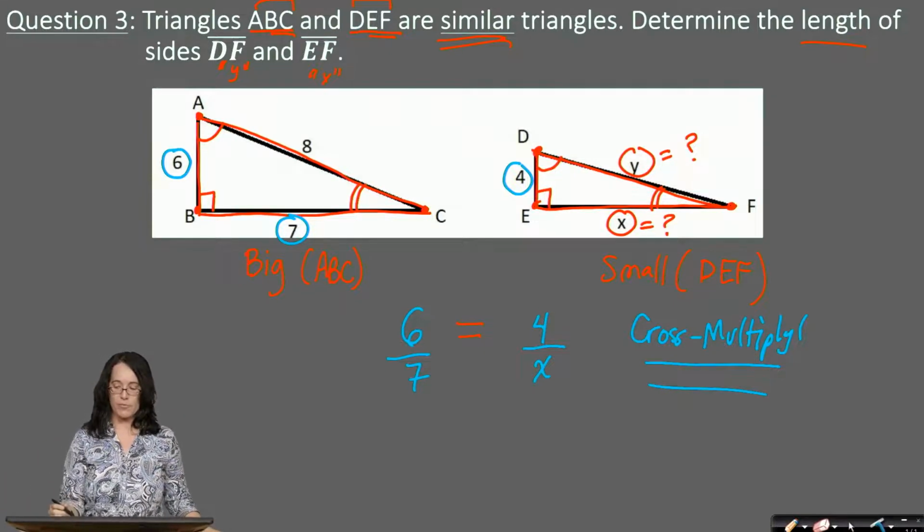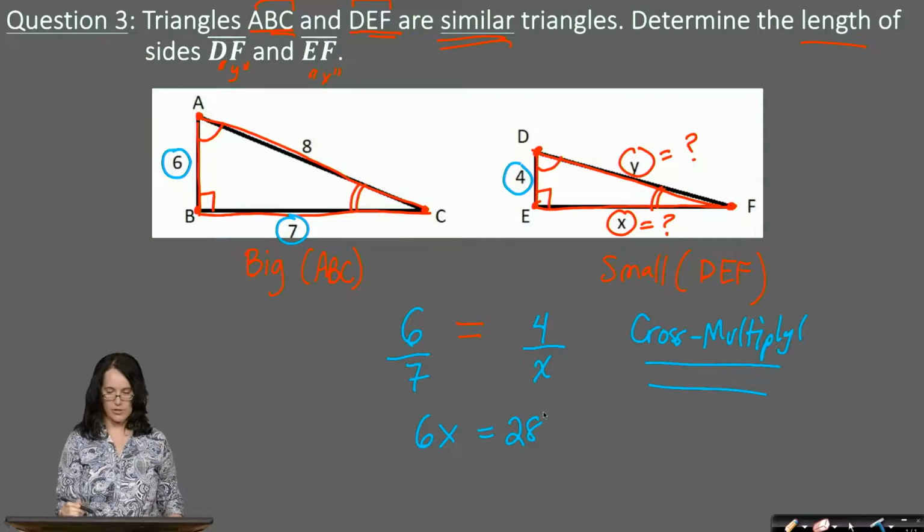Okay, so when we're talking about cross multiplying, remember that means 6 times x is 6x, and 7 times 4 is 28. So in this situation, make sure I had that right. Yep. All right, we're going to get x is equal to 28 over 6. Now, of course, you can reduce that and get 14 over 3. And for a math question, that's usually what we want.